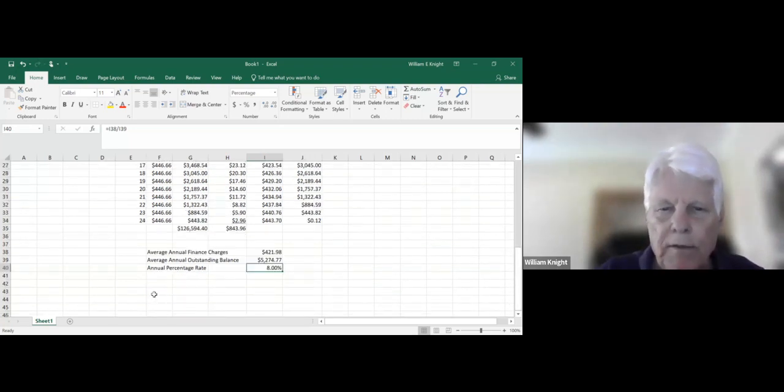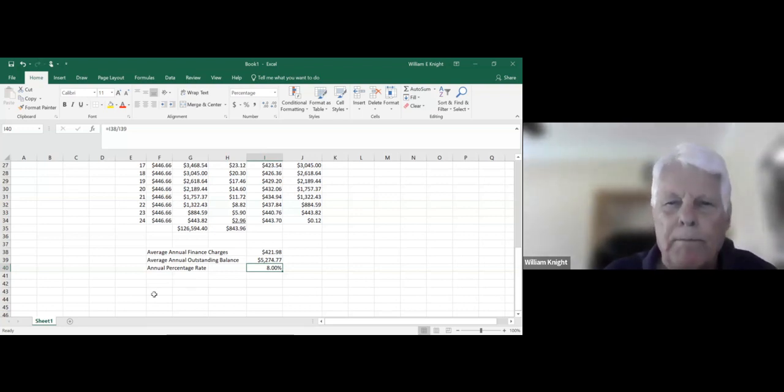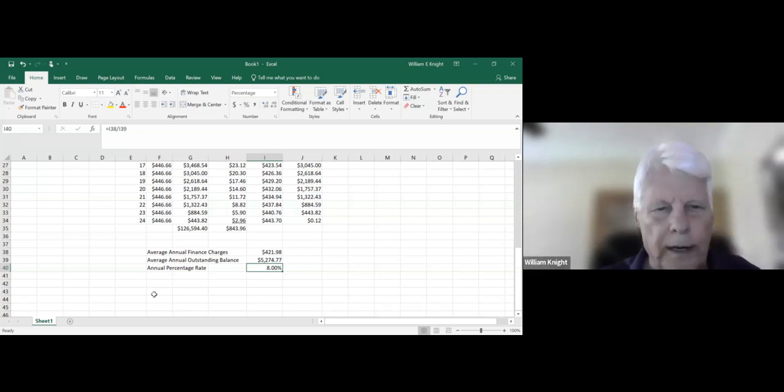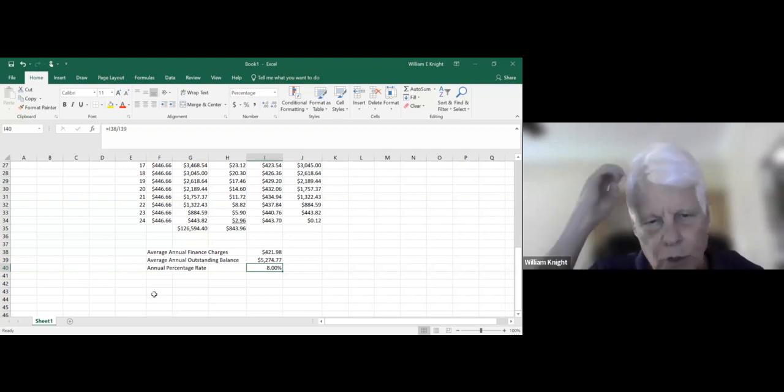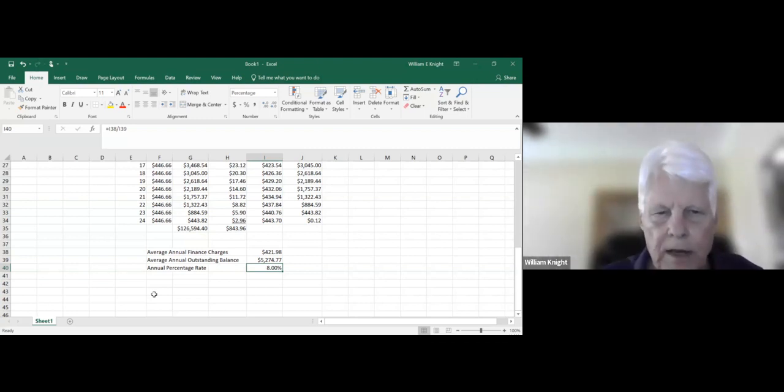We want to compute first the monthly payments for the add-on loan. Now, the way we compute the monthly payments for the add-on loan, we compute the interest charges, the finance charges, we add that to the principal that we are borrowing, and we divide the whole kit and caboodle by 24, the number of payments. So first of all, let's compute the add-on finance charges.